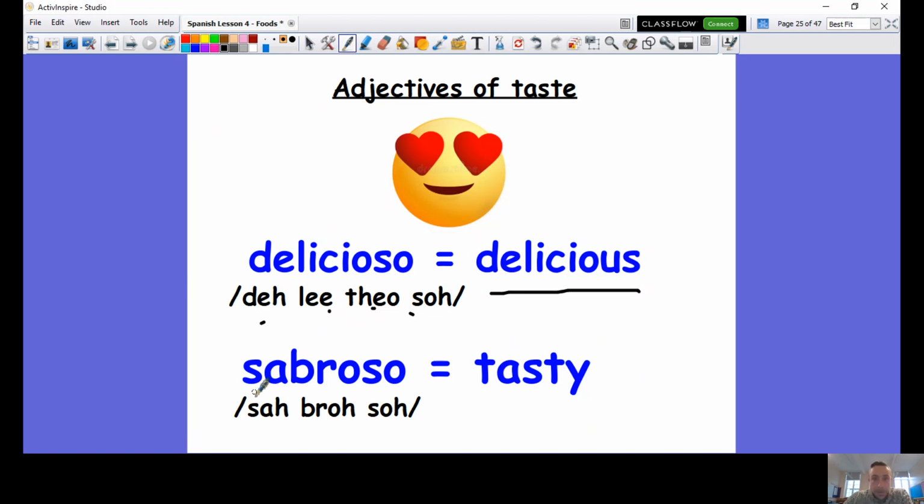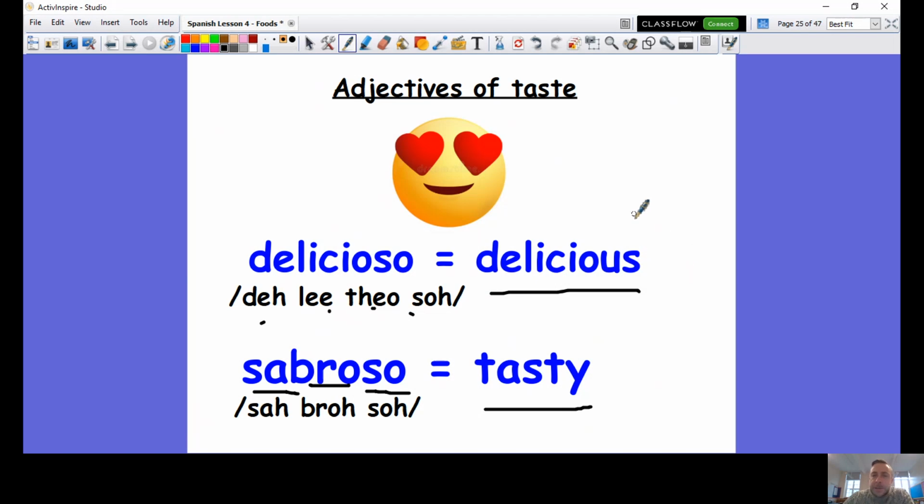And it goes like this. My turn, your turn. Sa. Sabro. Sabroso. Well done. Let's put that together. Sabroso. One more time. Sabroso. And as you can see, sabroso means something is tasty.